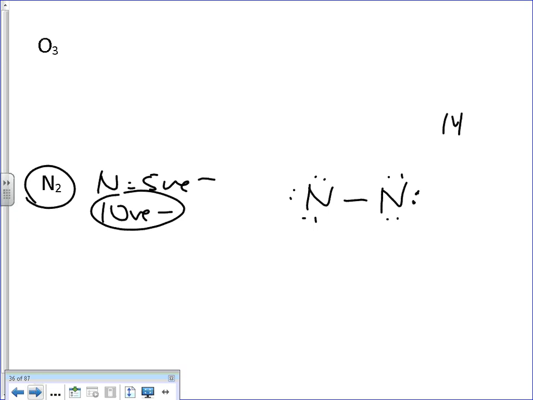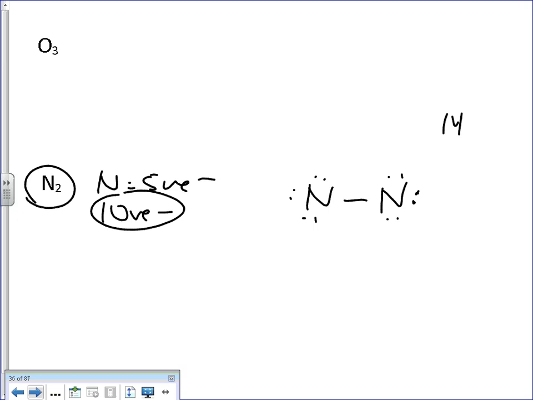How do I make them share? How do I move them to the middle? What kind of bond am I making? Currently I'm at a single bond, so then I'd be making a double bond. And if I have to make them share again, I make a triple bond. Okay, max out at a triple. There's no such thing as a quadruple bond.